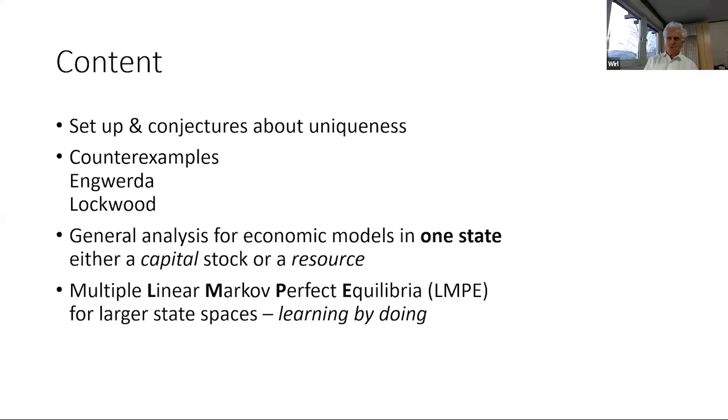However, to kill this conjecture, there are two counterexamples in the literature. One is by Engwerder and an older one is by Lockwood. Given these counterexamples, I'll opt for a general analysis of economic models in one state, either a capital stock or a resource. And to give you already an idea with some caveats, I somehow confirm my conjecture that in economic models, you get uniqueness, okay?